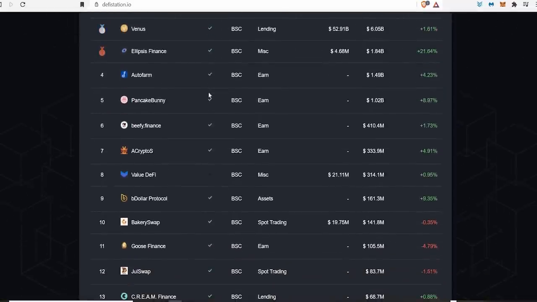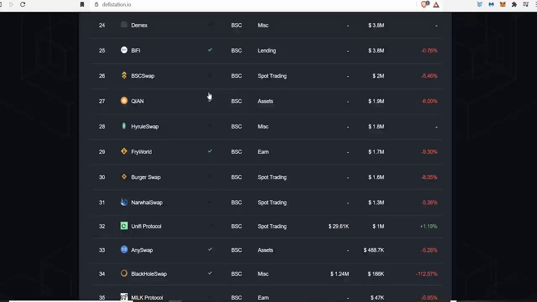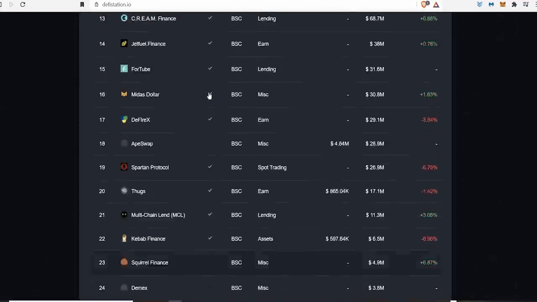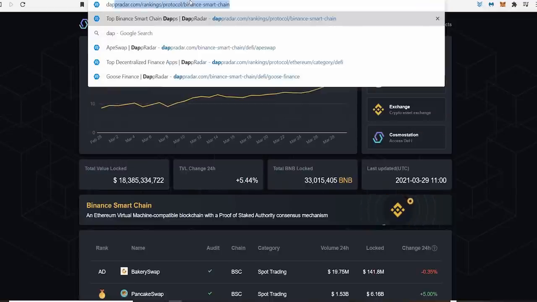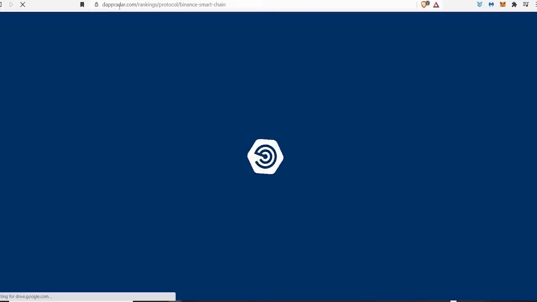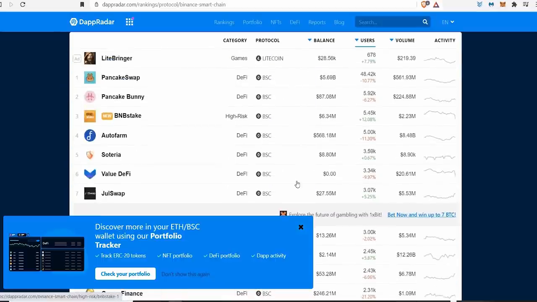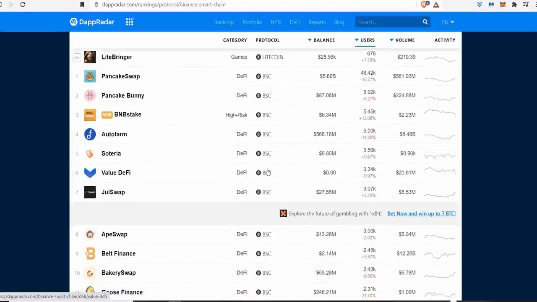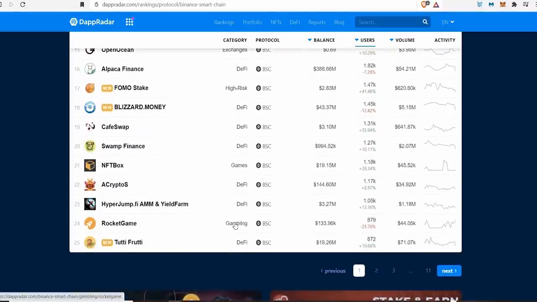I don't think it does. SafeMoon, you're not in there yet. Yet. Unless you are, and you're just somewhere down below. I don't know. All I know is you're DeFi and you're on Binance. Let's just check DappRadar as well to see if you're on here. Let me just click BSC, because they are on the Binance Smart Chain, so they should be up in these charts at some point, sooner rather than later. I don't know. Time will tell. They're not on here yet.